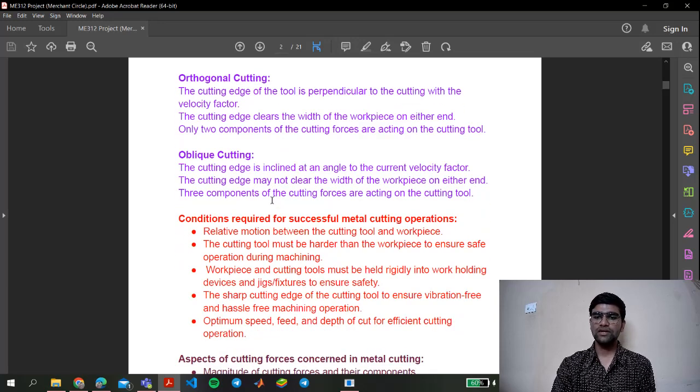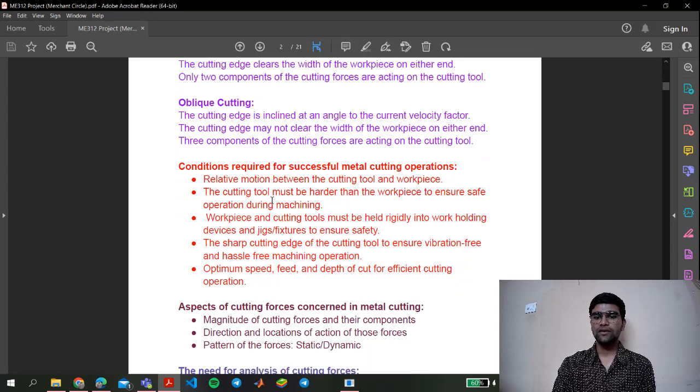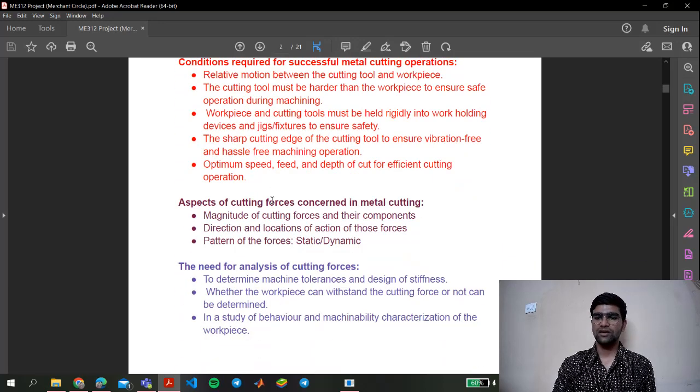The conditions required for a successful metal cutting operation are relative motion between the cutting tool and workpiece. The workpiece and cutting tool must be held rigidly. The cutting edge should be sharp, and we should have optimum speed, feed, depth, etc. The aspects of cutting forces concerned in metal cutting are the magnitude of cutting forces and their components, the direction, the angles, the locations, and the patterns of the forces, whether static or dynamic.